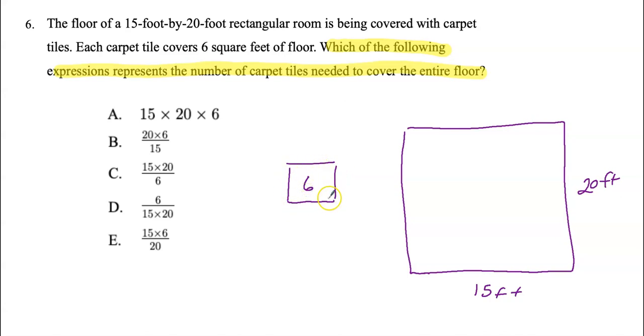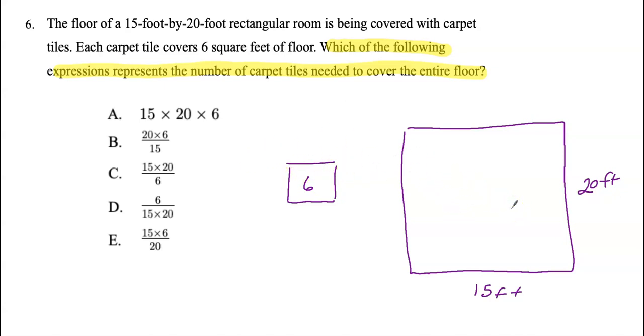So they're 6 square feet. I'm going to put these carpet tiles, they have carpet on them, onto the floor here. Well, the question comes down to this. How many of these 6 square feet carpet tiles can I put inside of here?